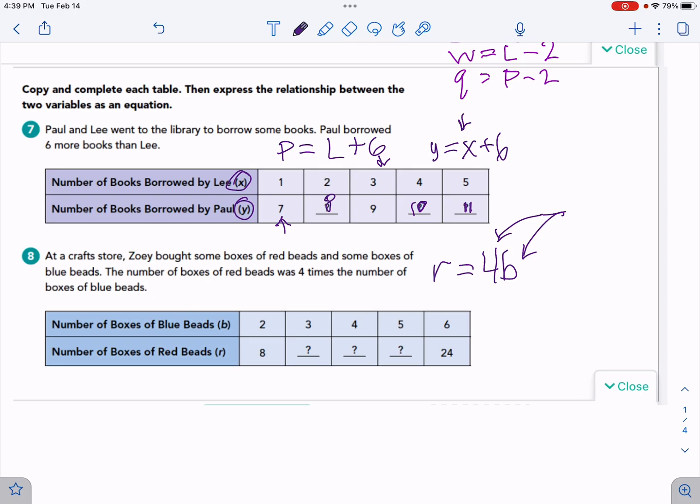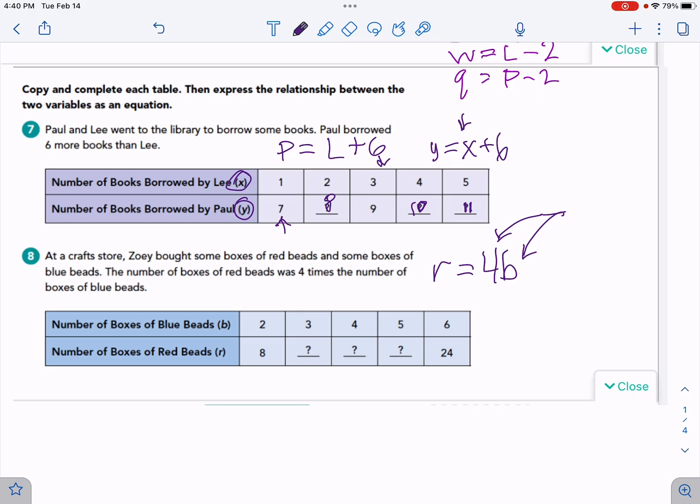Okay, so my question is, which of these variables depends on the other? Which one needs the other? Well, red needs blue. In this case, R needs B. Why? Because we find out R only when we know how many boxes of blue beads there were. Then we multiply that by 4.